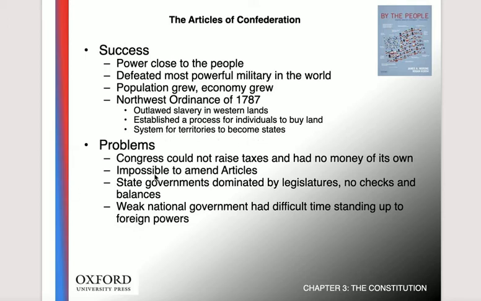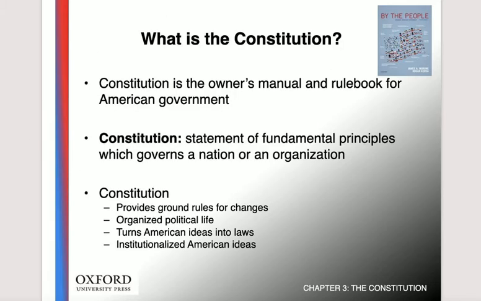However, the problems were, as I mentioned before, Congress couldn't raise any money. They couldn't raise taxes. They couldn't have any money. It was impossible to amend the articles because they needed all 13 colonies to agree, a unanimous vote. State governments were dominated by their legislatures, and there were no checks and balances, so some states got a little out of control. And with a weak national government, it was hard to stand up to foreign powers. So therefore, they needed a constitution. Not as simple as that, but we're moving right along.